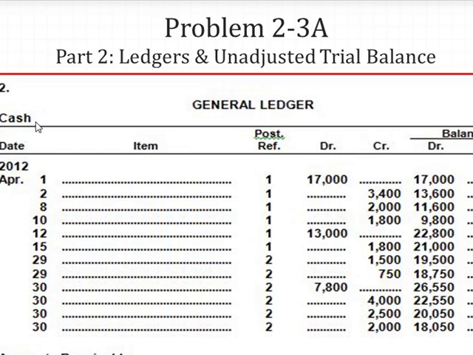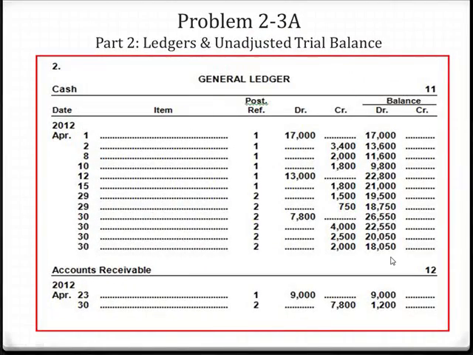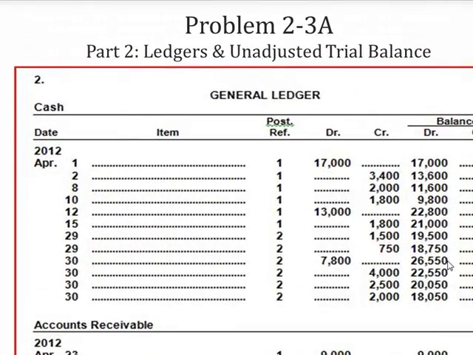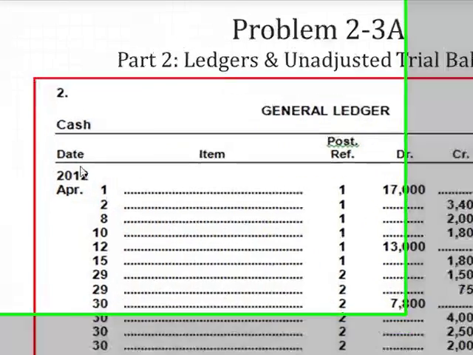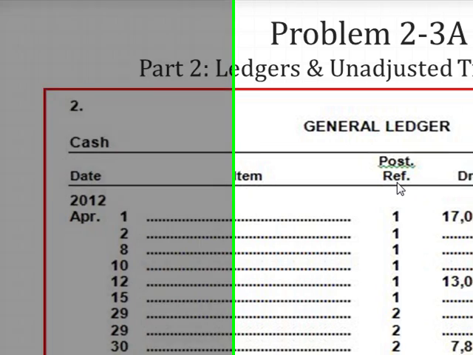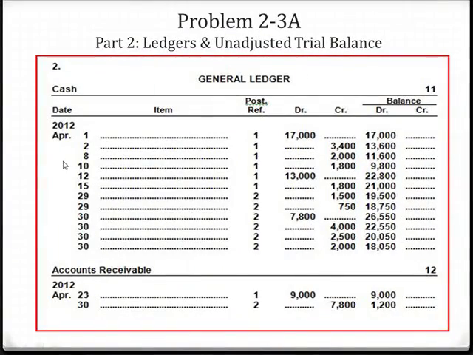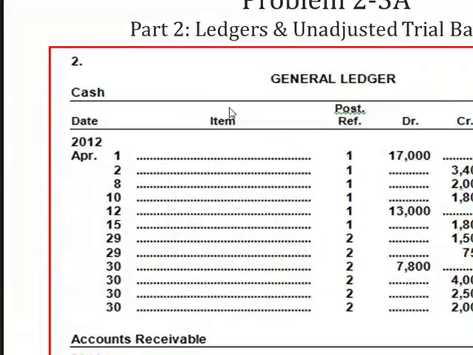So let's take a look at the cash ledger. Cash and accounts receivable are assets, so they have a normal debit balance. The way a ledger is set up for each and every account is that you have a date column, the item column, post-reference column, a debit and credit column, and then a balance debit and credit column. The date is for the transaction of the journal entry. Item is for a description, and for normal journal entries we do not record a description or an item.